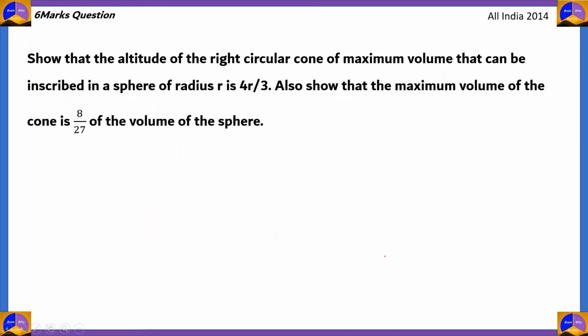Now let's move on to the next question. Show that the altitude of the right circular cone of maximum volume that can be inscribed in a sphere of radius r is 4r by 3. Also show that the maximum volume of the cone is 8 by 27 of the volume of the sphere.